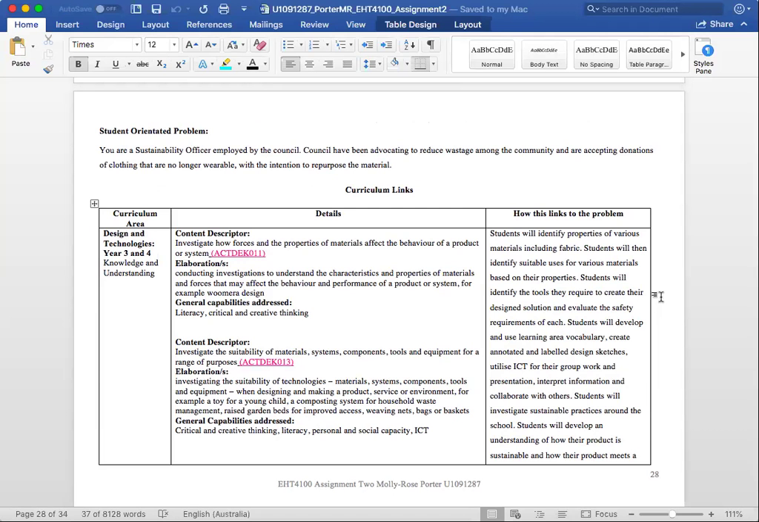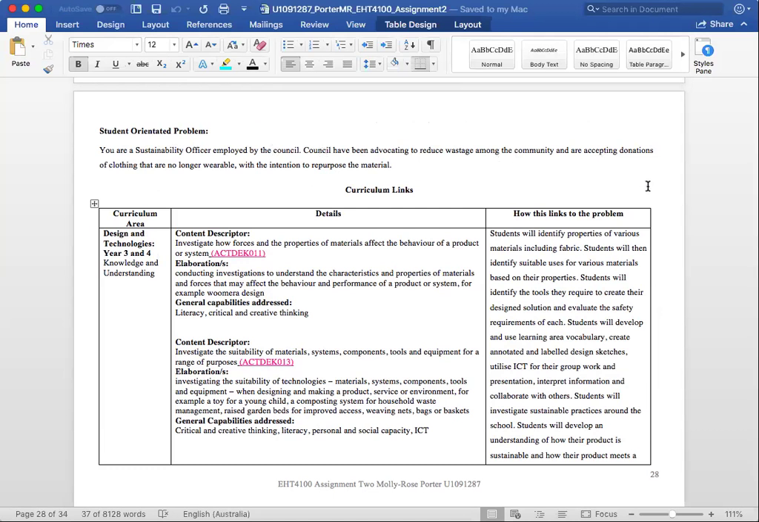My EHT 4100 assignment 2 relates to the Design and Technologies curriculum for years 3 and 4 by firstly posing a student-orientated problem, which is that students are a sustainability officer. They are employed by the council.